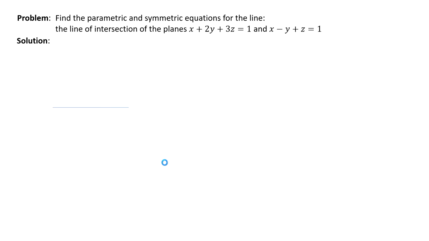Let's see. What's that lone line segment showing up there for? Okay. Find the parametric and symmetric equations. Ooh. Whoa. Check this out. Now this is really good. Yeah, I like this problem. Find the parametric and symmetric equations for the line. And which line? The line of intersection of the planes x plus 2y plus 3z equals 1 and x minus y plus z equals 1.